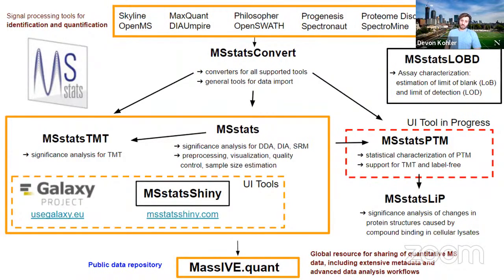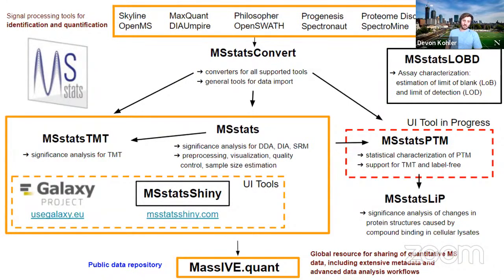MSstatsPTM uses some of the backend from MSstats, MSstatsTMT, and MSstatsConvert, so it's kind of built on everything. It supports statistical characterization of PTMs, and we can remove some of the confounding with the global protein if you have an unmodified run that we can use as well. MSstatsLib is built off of MSstatsPTM, so it can also remove some confounding as well.